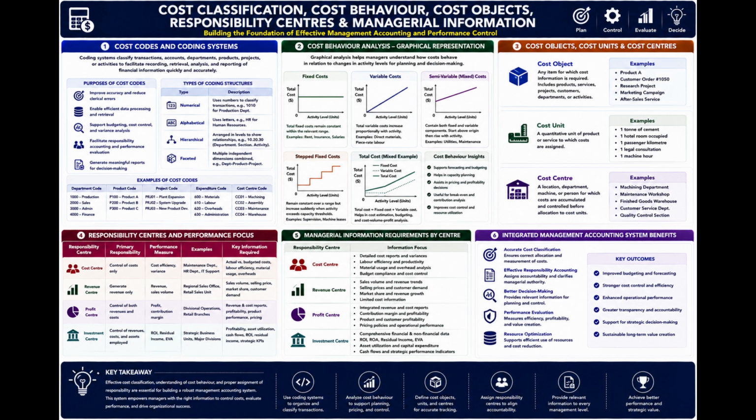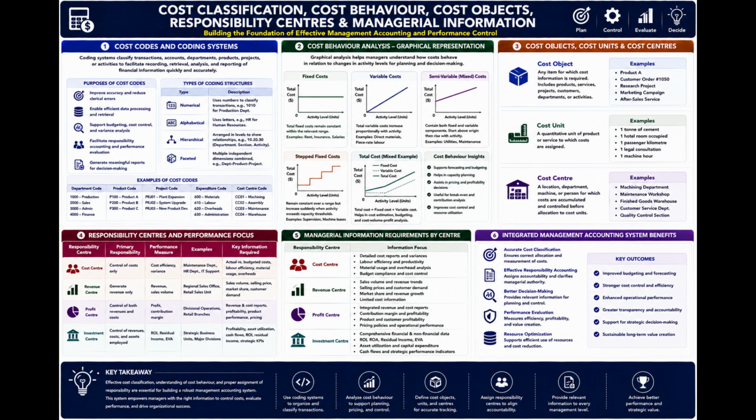Cost classification extends beyond identifying production and non-production costs to encompass systems that facilitate managerial control, responsibility accounting, and performance evaluation. Modern organizations process thousands of transactions daily, requiring systematic methods to classify costs, assign responsibility, and analyze operational performance. Cost codes, cost behavior analysis, cost objects, and responsibility centers therefore form the foundation of an effective management accounting information system, enabling managers to allocate resources efficiently and monitor organizational performance.